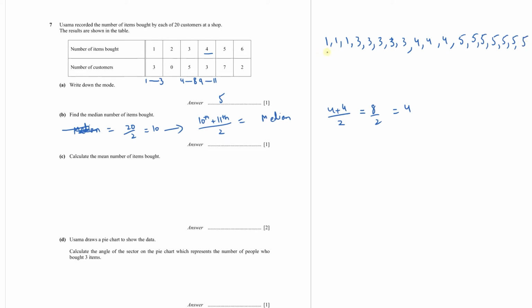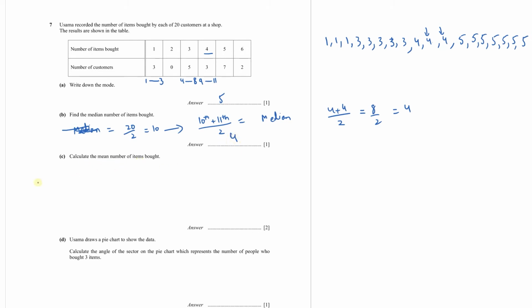Now if I start from this, this is my first value, second, third, fourth, fifth, sixth, seventh, eighth, ninth, the 10th value is this, and the 11th value is this, which is 4 and 4. So your median is 10th plus 11th divided by 2, which gives you 4.